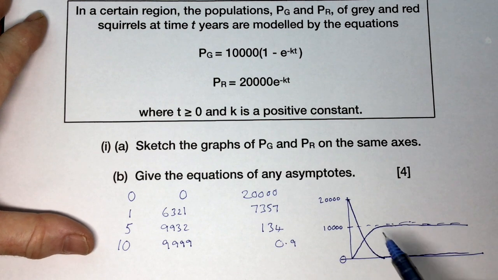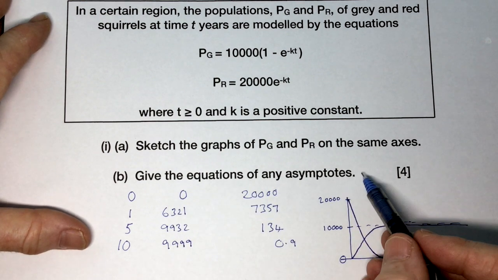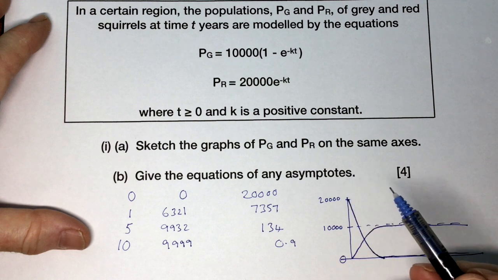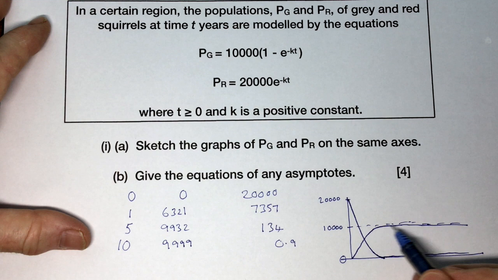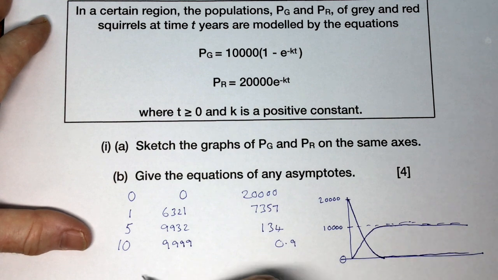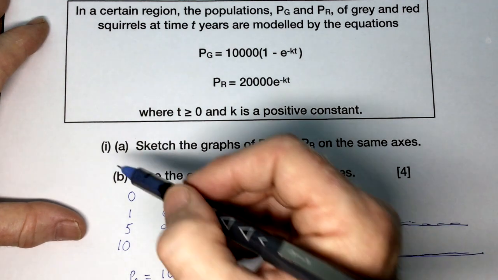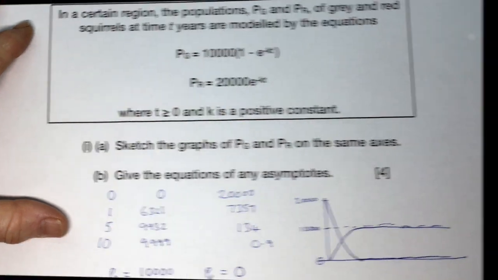So there's the sketch. Now give the equations of any asymptotes. Now an asymptote is a value that gets closer and closer but is never actually reached. So for the grey squirrels, I think PG is 10,000 because it's kind of hovering around the 10,000 area. And for the red squirrels, the asymptote is 0. So that's the first part, question 1, parts A and B.